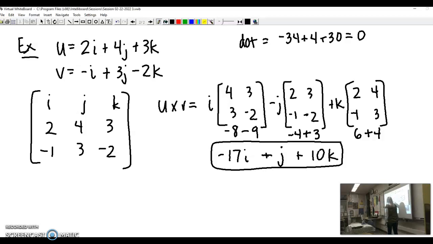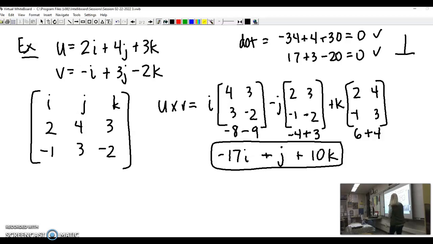Let's check this one with the second one. You should get 0 again. Negative 17 times negative 1, 1 times 3, 10 times 0. If it doesn't equal 0, then it's wrong. So my dot products are 0 for both. That means it's perpendicular to both of them. That is a cross product.